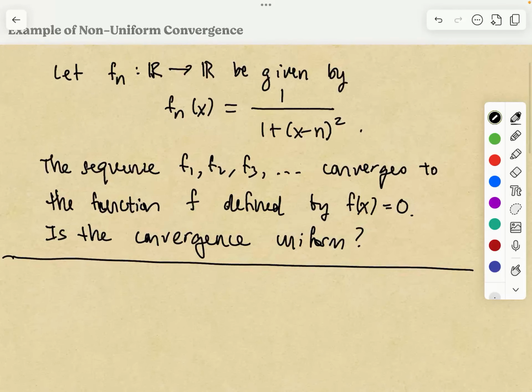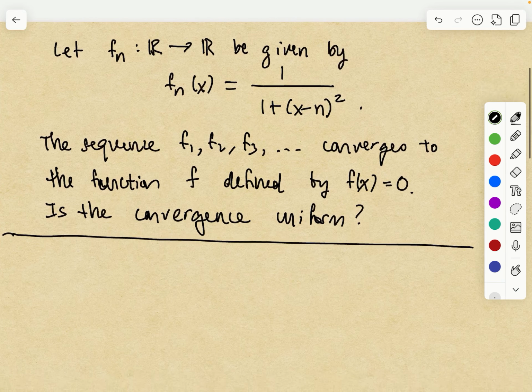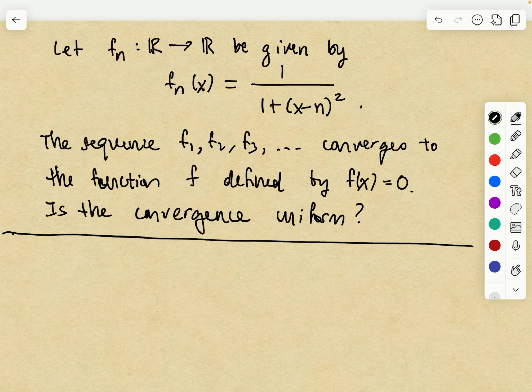Okay, in this video, I want to give an example problem involving uniform convergence. So suppose that we have the sequence of functions f_n that's defined by f sub n of x is 1 over 1 plus (x minus n) squared. And we're given that the sequence f1, f2, f3, dot, dot, dot, converges to the function f, which is defined by f of x equals 0.